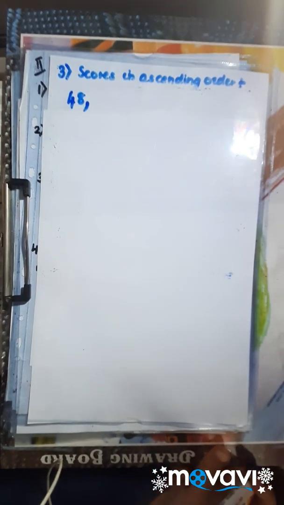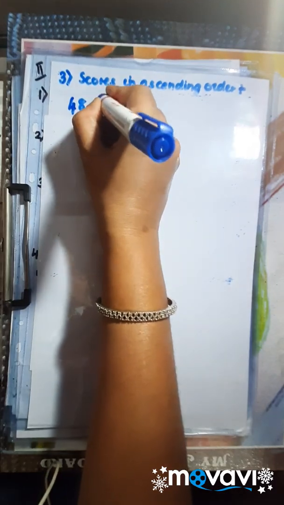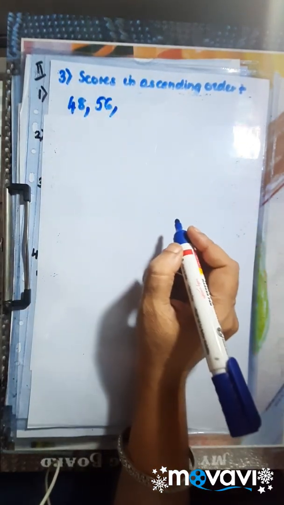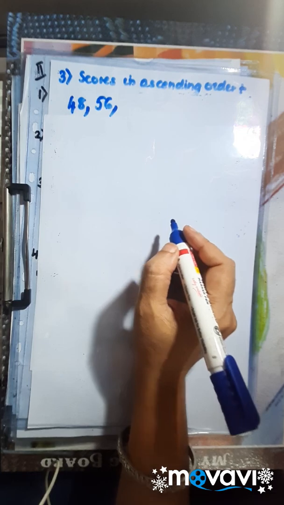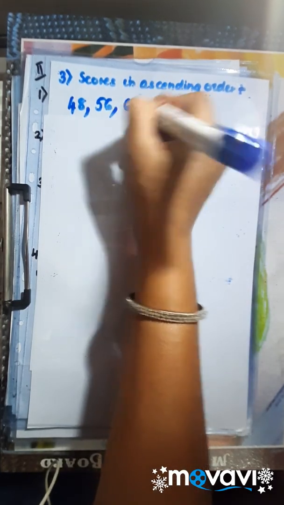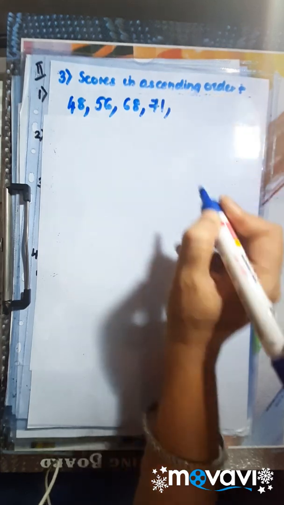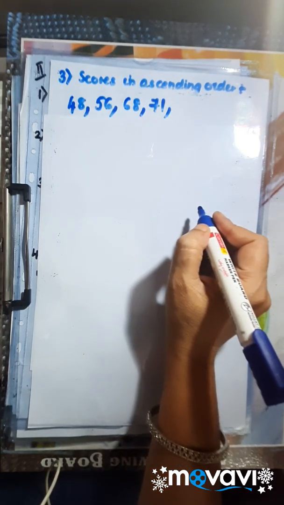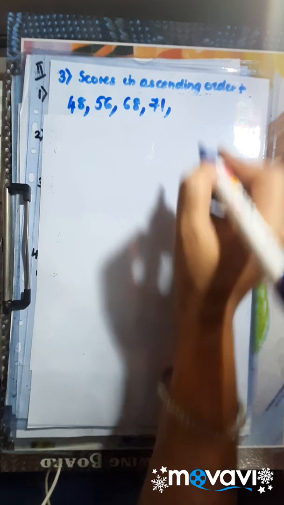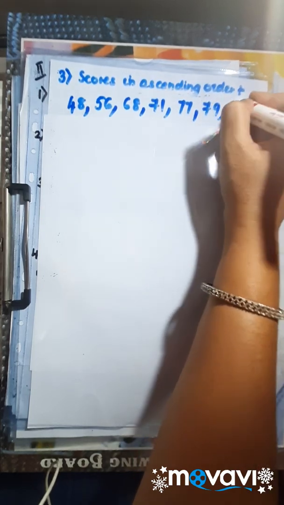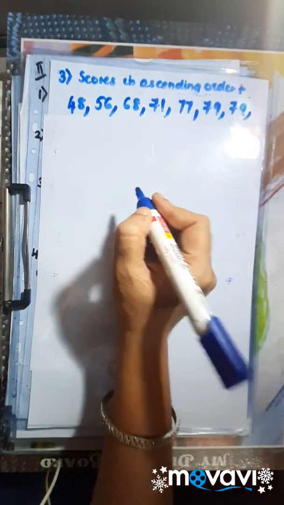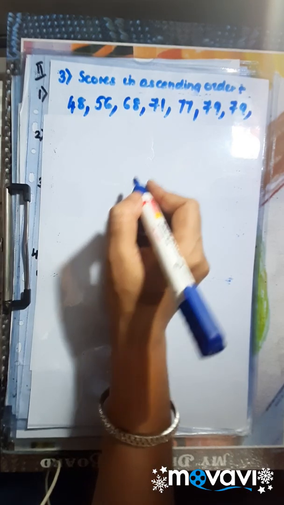Then after 48 is 56. After 56 is 68, 71, correct? 77, 79 is there twice, and then you have a 90.